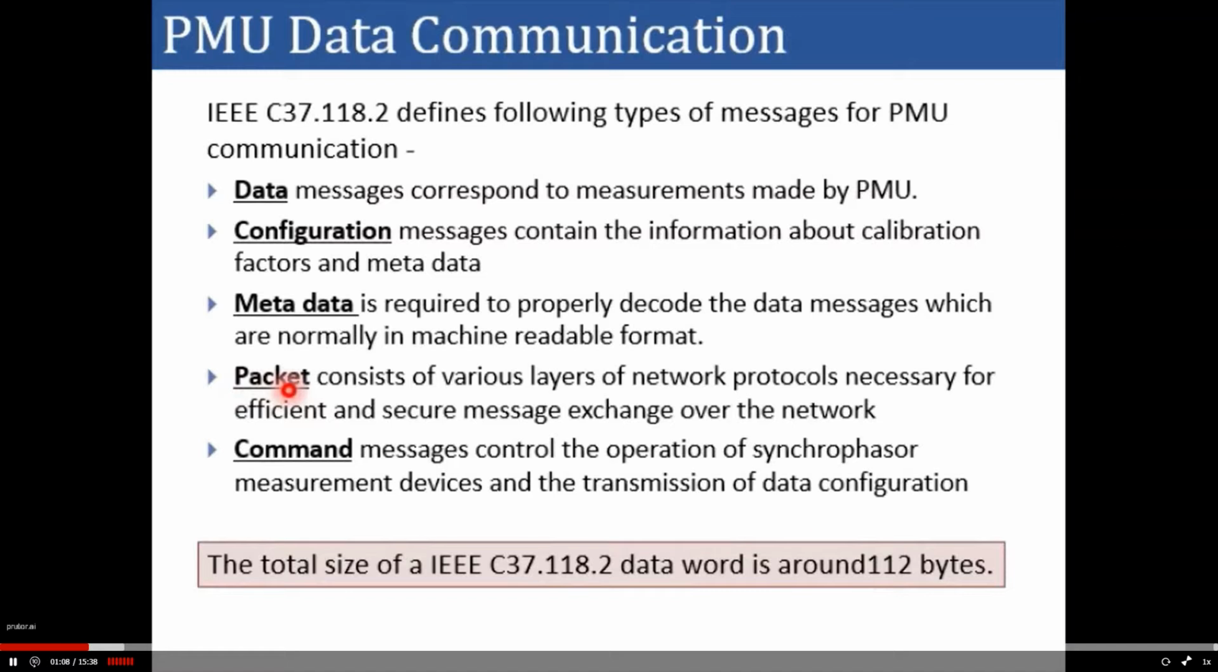Now, what is a packet? A packet consists of various layers of network protocols necessary for efficient and secure message exchange over the network. Command message is required to control the operation of synchrophasor measurement devices and the transmission of data configuration. A typical size of IEEE C37.118.2 data word is around 112 bytes.